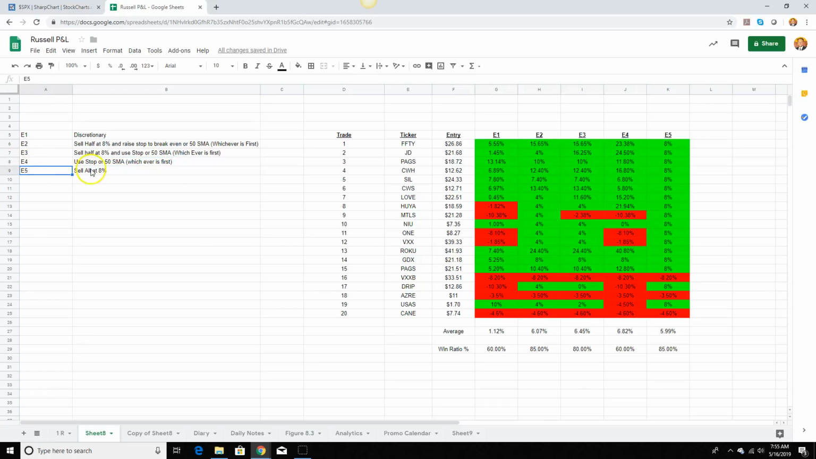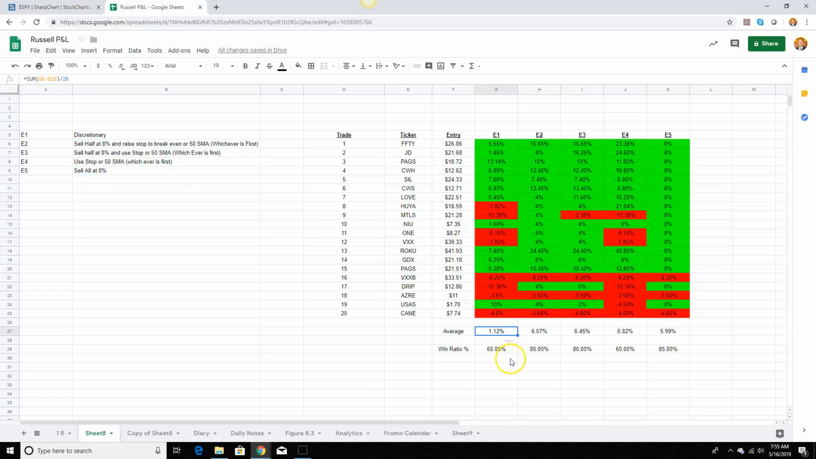Or E5 is you just sell all at 8%. You're not selling half. You're not letting the whole thing ride. You're just absolutely selling all at an 8% target. So you can see, with these different exit algorithms, how different the results can be. These are just completely different scenarios.